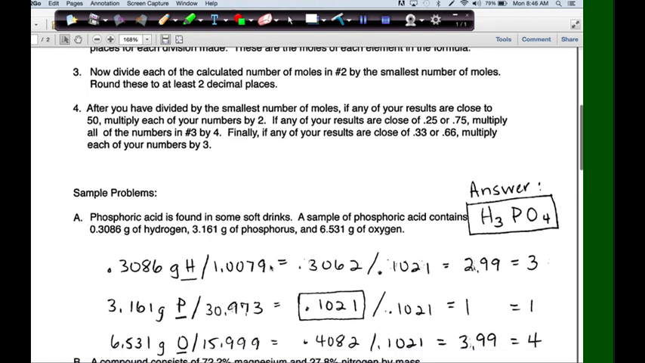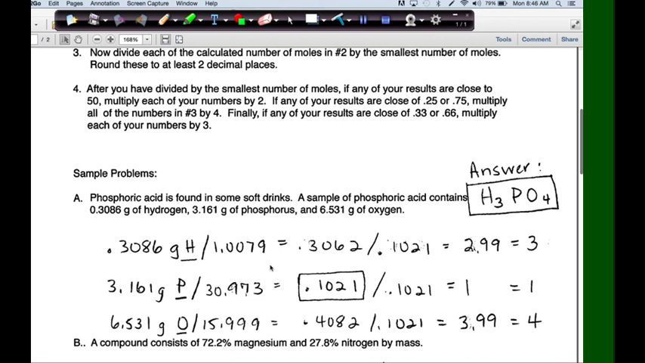It says to divide each of them by the element's molar mass. So I go to the periodic table. The molar mass, depending on what periodic table you're looking at, for hydrogen is about 1. Again, I want to keep all of the decimals in the molar mass. I don't want to round those molar masses at all. And I'm going to divide through 0.3086 by 1.0079.